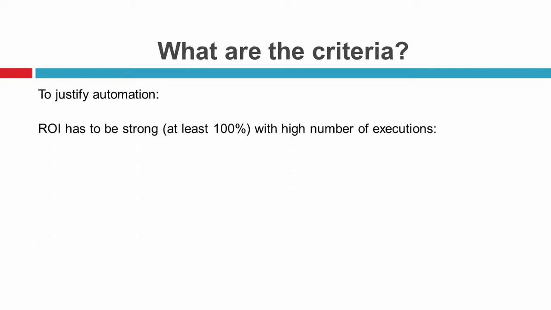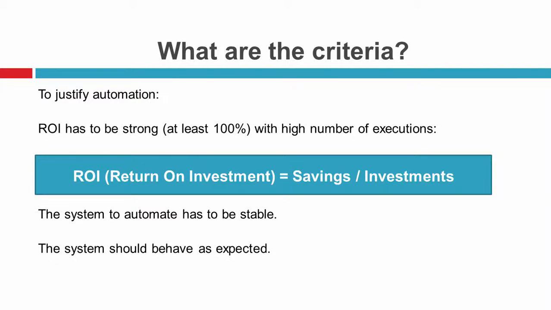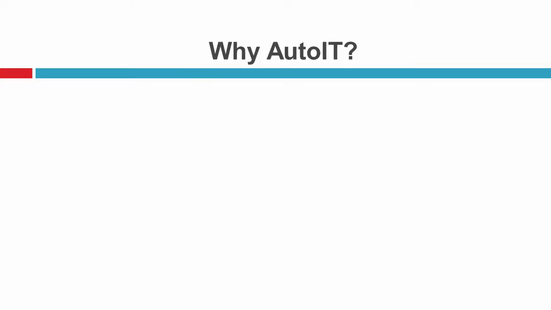What are the criteria? To justify automation, the return on investment has to be strong, at least 100% with a high number of executions. The formula of ROI is savings per investment. The other criteria are that the system to automate has to be stable, the system should behave as expected, and the system responsiveness has to be quick. So why AutoIT?